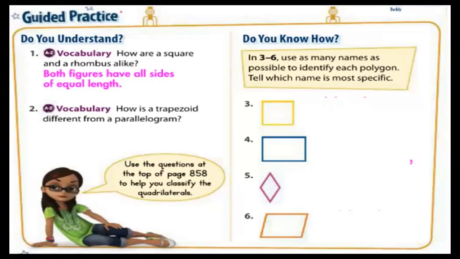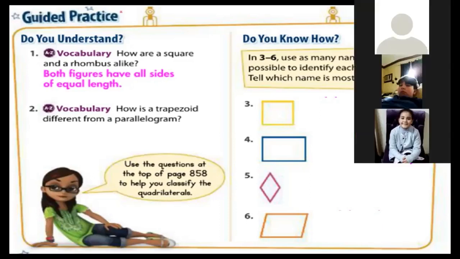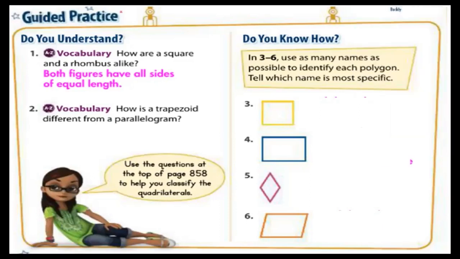Okay, question number 2. How is a trapezoid different from a parallelogram? What is the difference between trapezoid and parallelogram? A trapezoid has a pair of parallel sides, okay? But in a parallelogram, each two opposite sides are parallel. Each two pairs of sides are parallel. So a parallelogram has more pairs of parallel sides than the trapezoid.